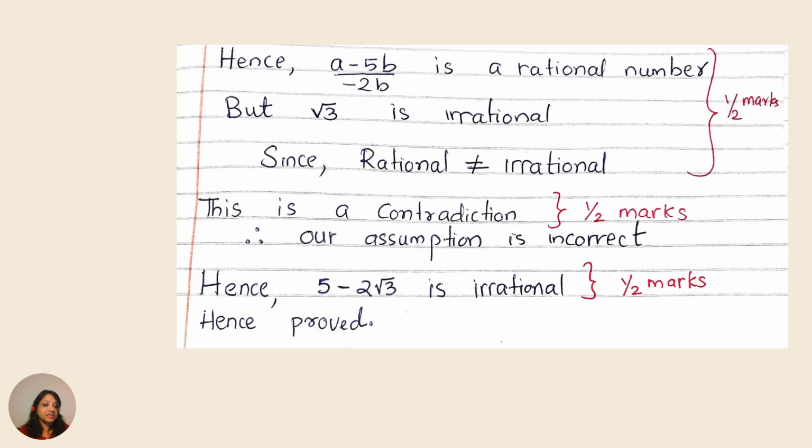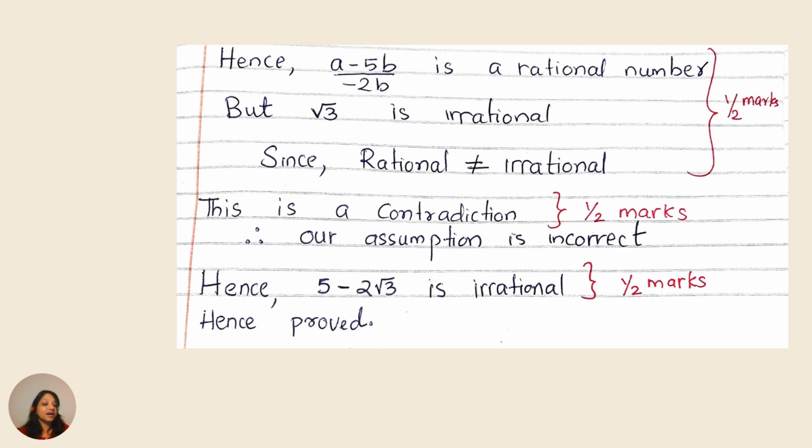Go to the next page. Hence, a minus 5b by minus 2b is a rational number. But root 3 is an irrational number. So we can say a rational number is not equal to an irrational number. See, you will get another half mark. So this is a contradiction, so our assumption is incorrect.